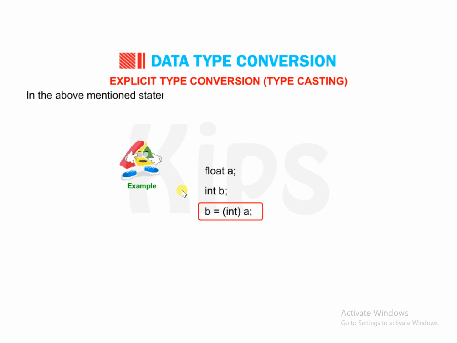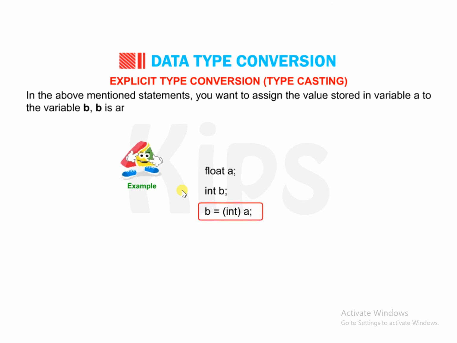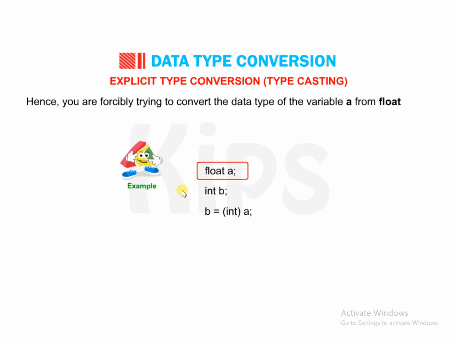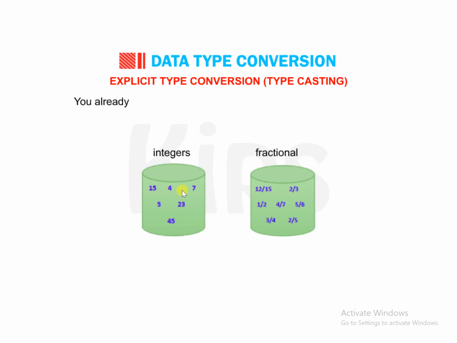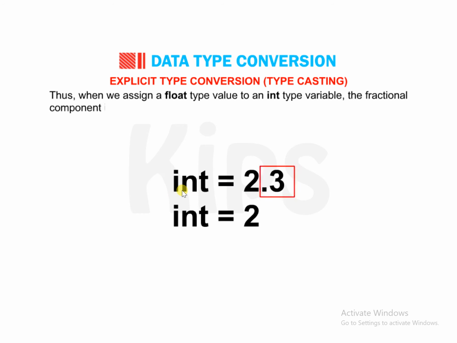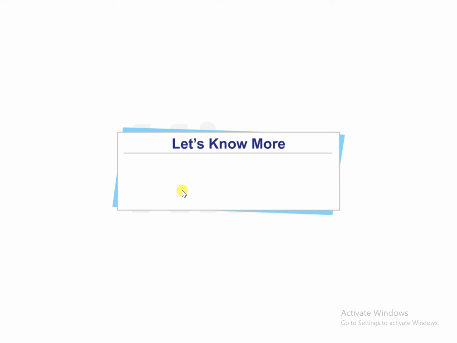In the above mentioned statements, you want to assign the value stored in variable a to the variable b. b is an integer type variable while a is a float type variable. Hence, you are forcibly trying to convert the data type of the variable a from float to integer. You already know that integers do not have fractional components. Thus, when we assign a float type value to an integer type variable, the fractional component is lost. Alright students, let us know more. Explicit type conversion is also known as narrowing conversion.